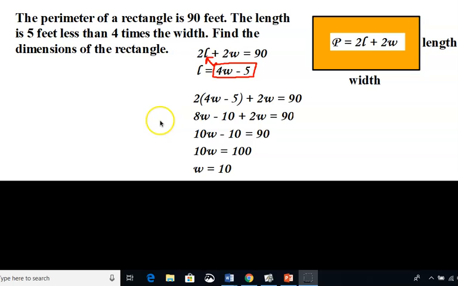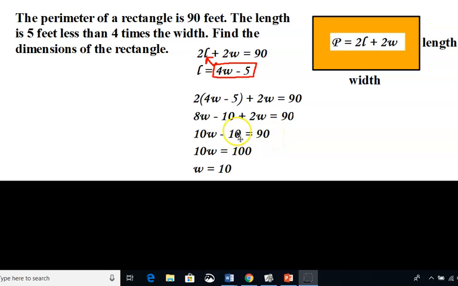So this is what it should look like. You're replacing L with 4W minus 5. Like I said, put it in parentheses. That reminds you that you need to distribute or multiply that 2 times both of the terms. 2 times 4W is 8W. 2 times minus 5 is a minus 10 or negative 10. Bring everything else down. So now it's time to combine your like terms. 8W plus 2W is 10W. Bring everything down.